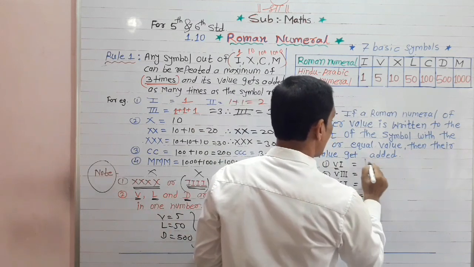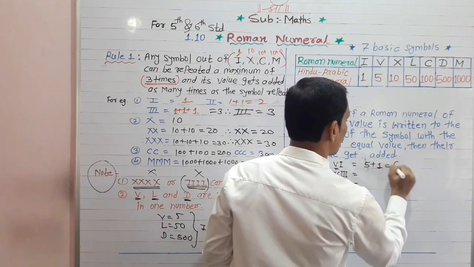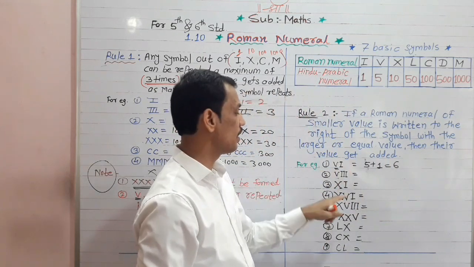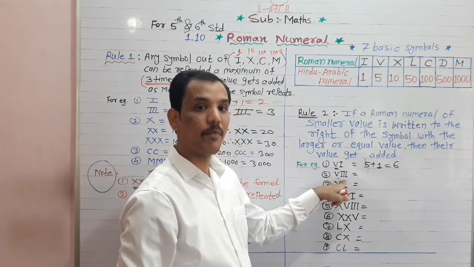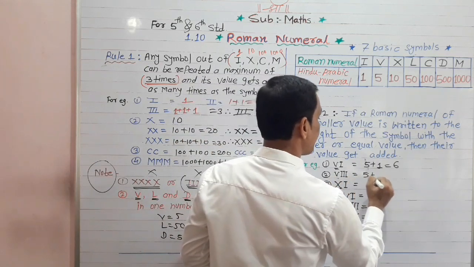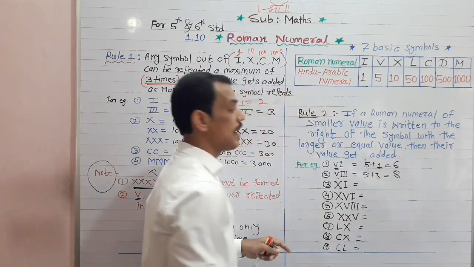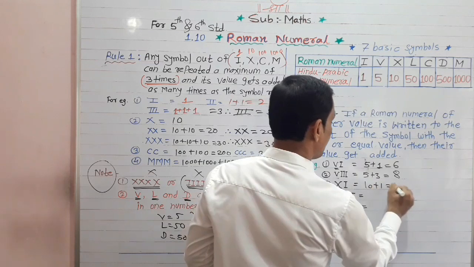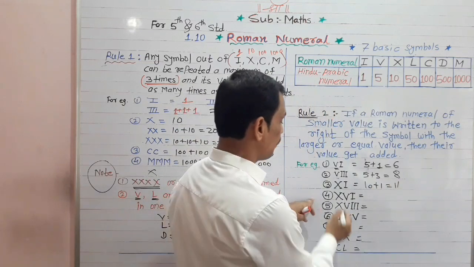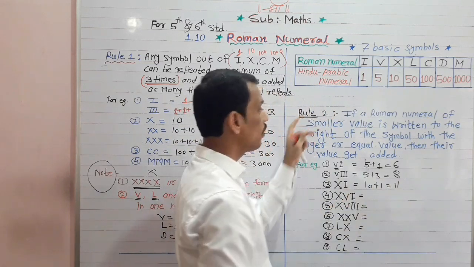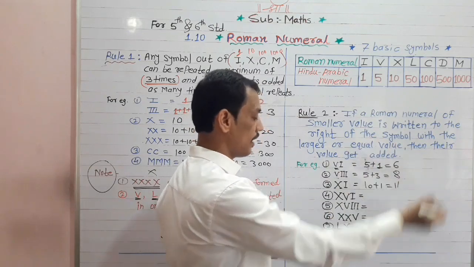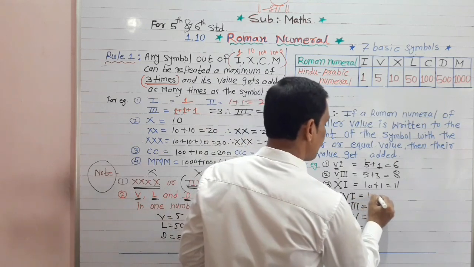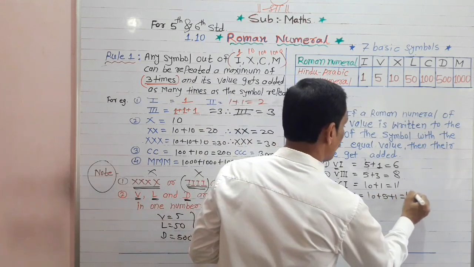That's why I am writing here 5 plus 1 is equal to 6. For 6 which Roman numeral can we use? This symbol VI is there. Now downside, V and triple I is there. So I am writing here 5 plus 3 is equal to 8. For 8 we can use this symbol. Now here 10 plus 1 is equal to 11. Now XVI: according to the rule, if the smaller value comes to the right side of the bigger value, that time we do addition. So 10 plus 5 plus 1 is equal to 16.